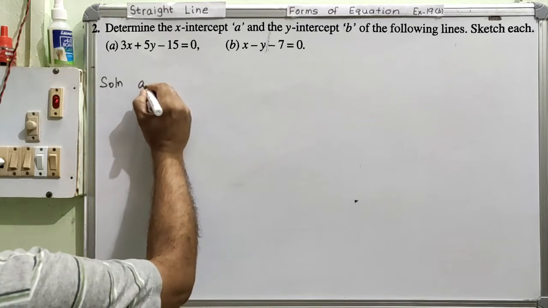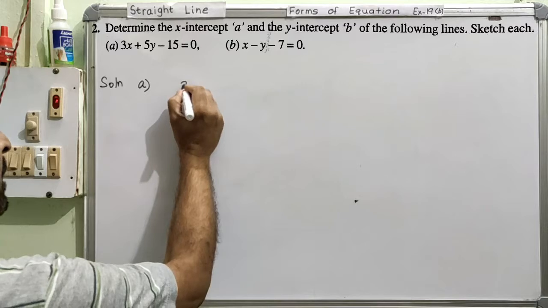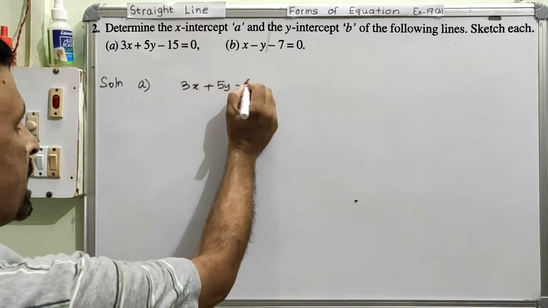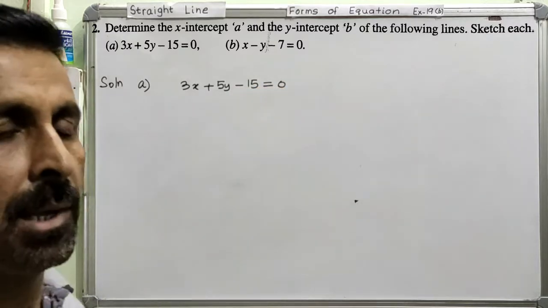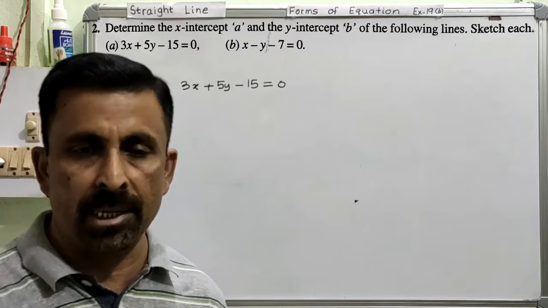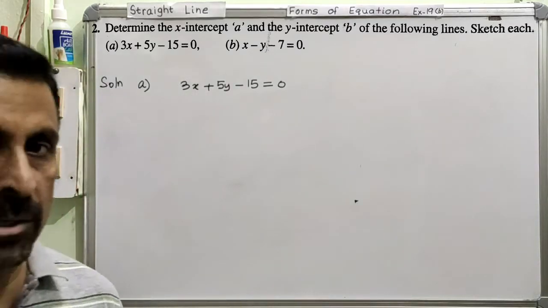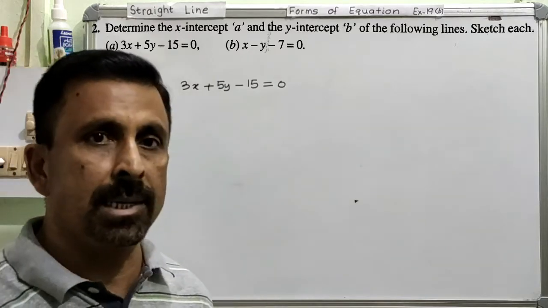So we are taking the first question, A. This equation is 3x plus 5y minus 15 is equal to 0. Now, this is the general form of a linear equation. Why? Because all the terms are written on one side. So this is called the general form of a linear equation.